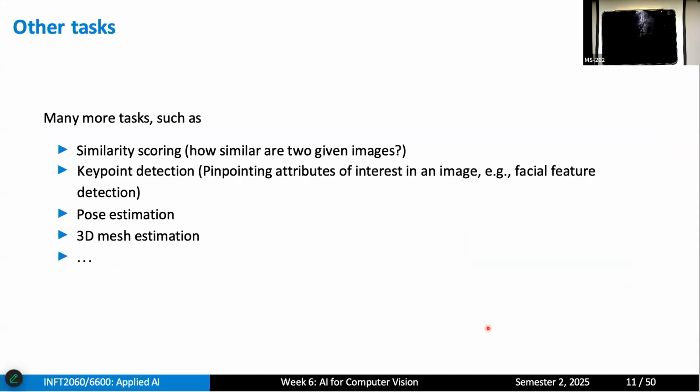For example, the similarity scoring. Okay, so it involves determining how similar two given images are, and is commonly used in applications like image retrieval or facial recognition. That's the similarity scoring. Okay.